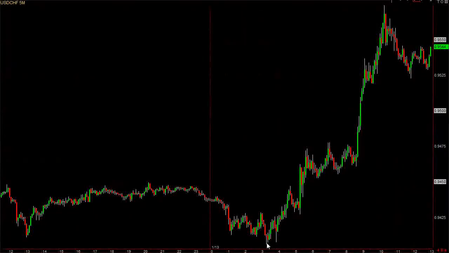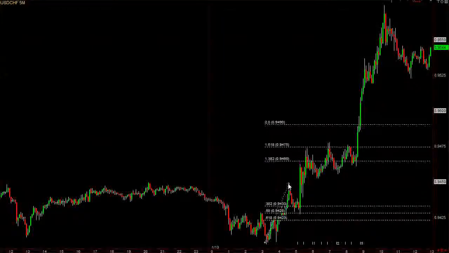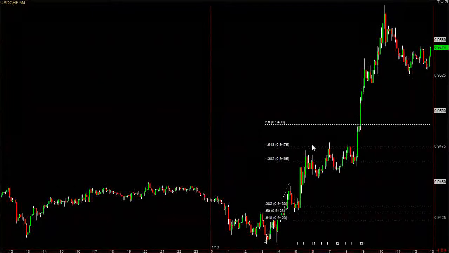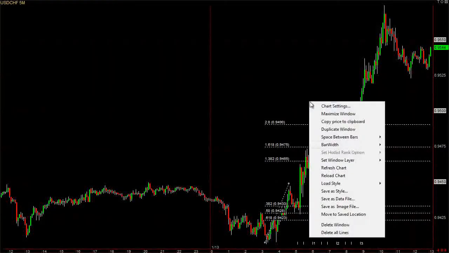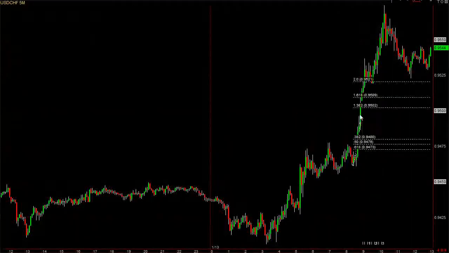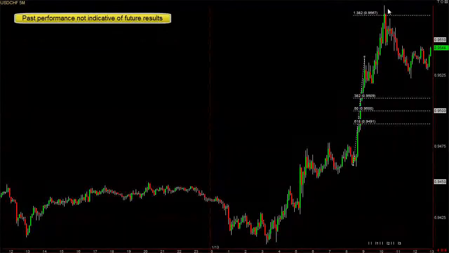Just notice how many times markets hit Fibonacci areas. You see that? 1.618. Got hit, got hit, got hit. The market wasn't able to pull back, and then it exploded up again. And notice the Fibonacci area on this. Look where the market stalled.